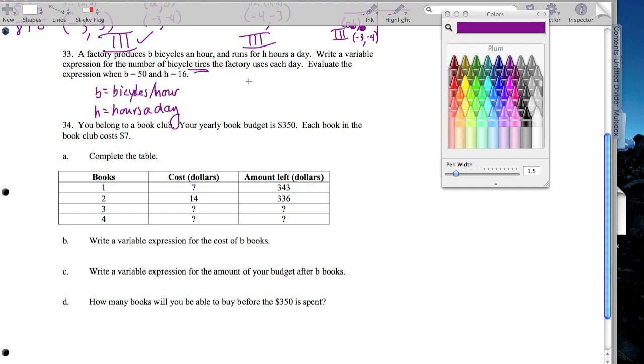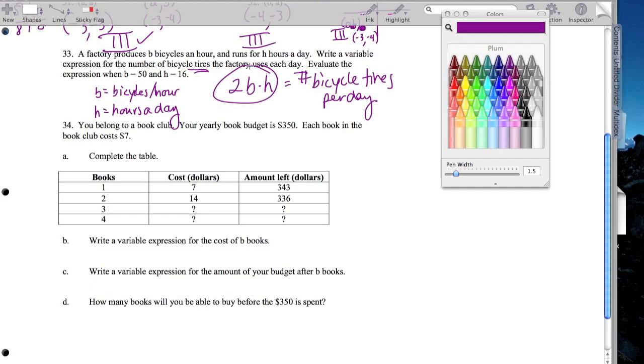So if we do B times H, that tells us how many bicycles were made. This is how many bicycles were made an hour, and this is how many hours were worked. But we want to know bicycle tires, so we're going to multiply that by 2. And this is going to be a variable expression for the number of bicycle tires made per day.